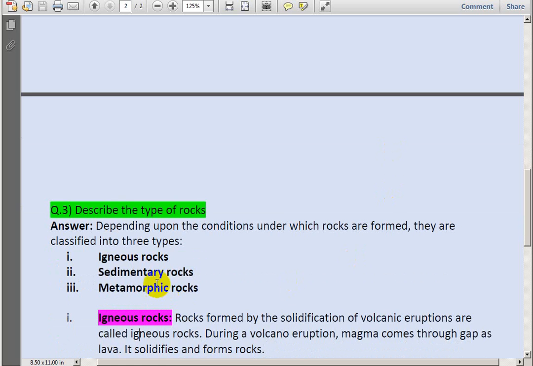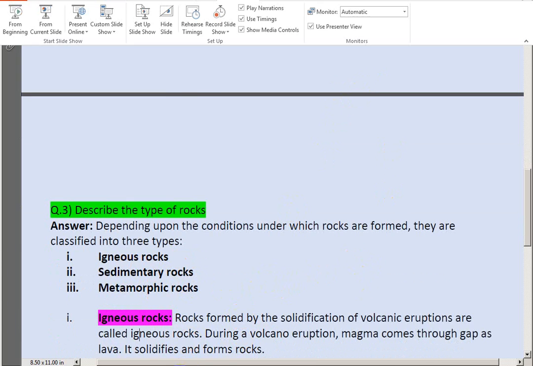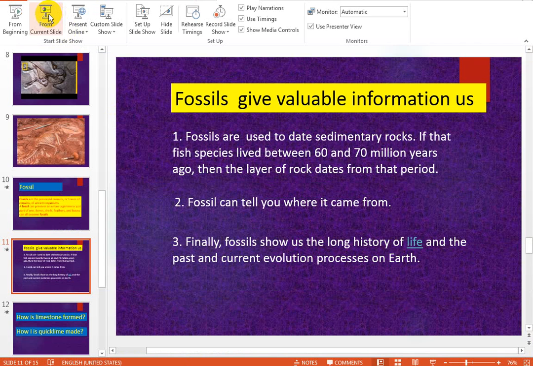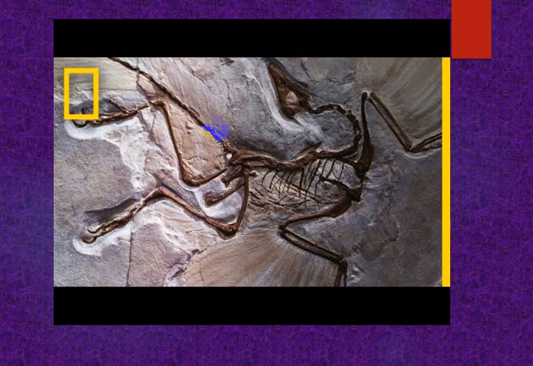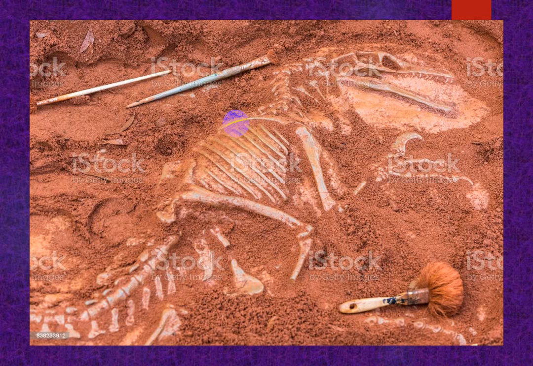Look. These are the 3 types of rock: igneous rocks, sedimentary rocks, metamorphic rocks. Now I am going to the class from current page. You know these things. What is this? These are fossils. Remaining things of living things are called fossils. Look, this is a fossil.